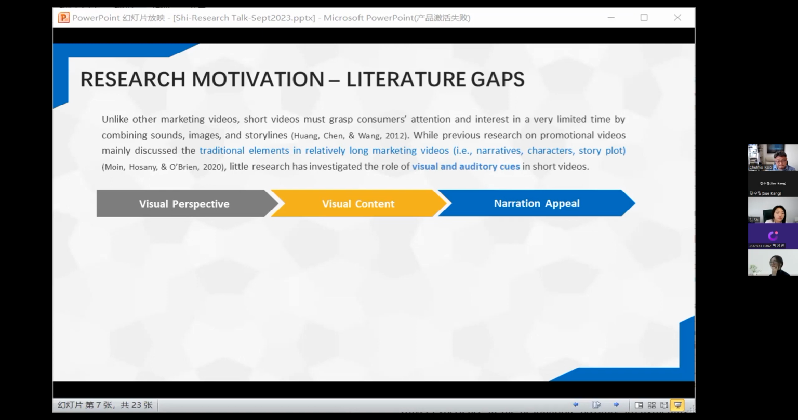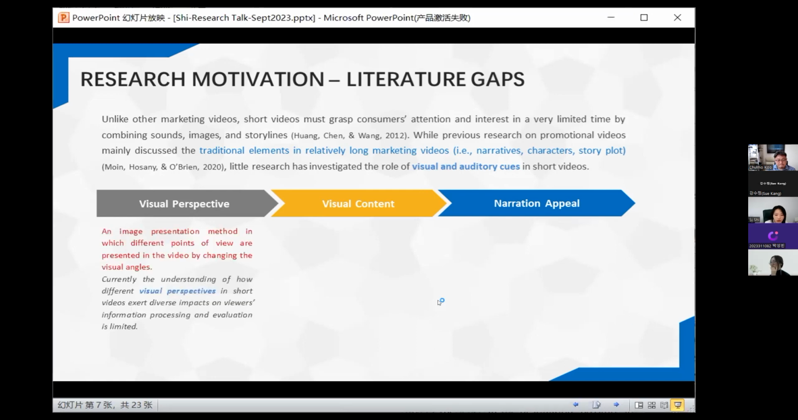We think this is very important in the short video context because, as we said before, short videos rely heavily on shooting skills to achieve the best effects. However, currently, the understanding of how the visual perspective in a short video exerts diverse impacts on the viewer's information processing and evaluation is quite limited. So another form is the visual content.